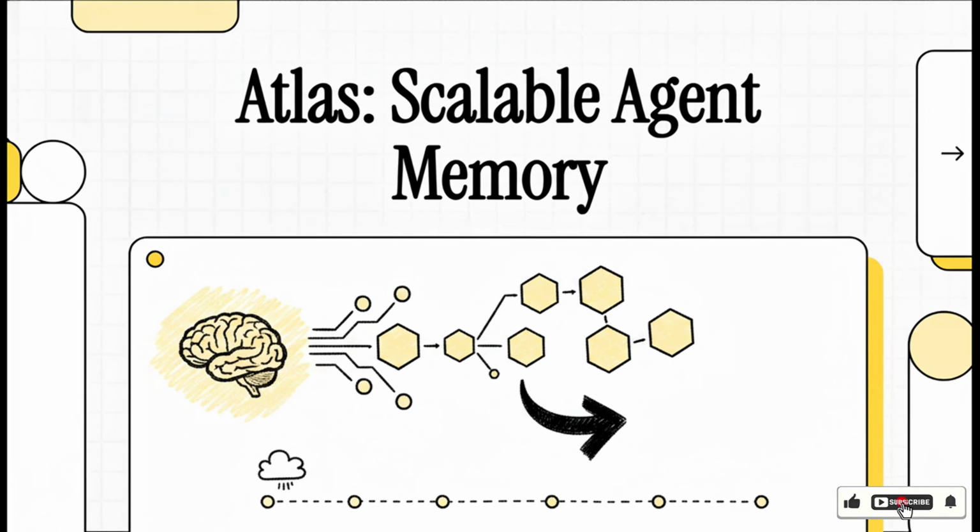Well, welcome to today's Explainer, where we are unpacking a really fascinating solution to this exact problem. Elastic recently open-sourced a brand new agent memory system called Atlas. And what makes Atlas so special isn't just the code itself. It's that it actually borrows fundamental principles from human cognitive science to create a true scalable memory for AI. Let's get right into it.